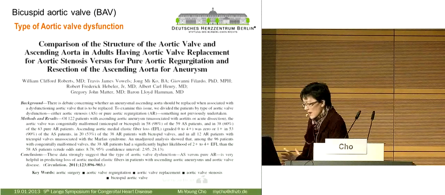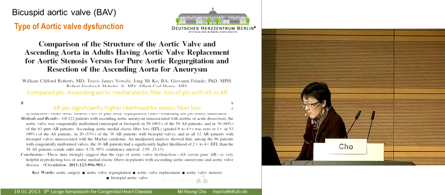So there are a couple of other studies regarding the aortic valve, if you have regurgitant or stenotic aortic valve, and the size of the aorta and the aneurysm of the aorta. And for example, Robert showed that patients with aortic insufficiency have a significantly higher likelihood of elastic fiber loss. So there is more risk for aortic aneurysm.